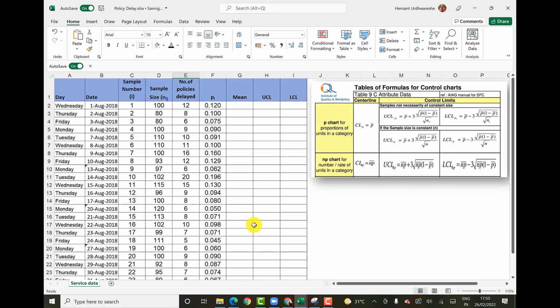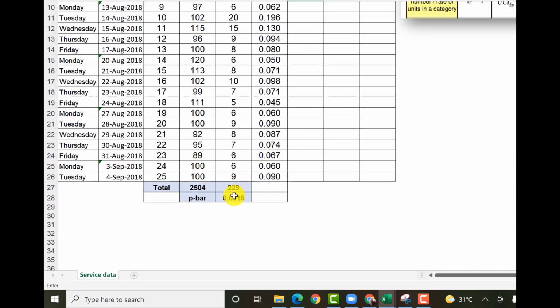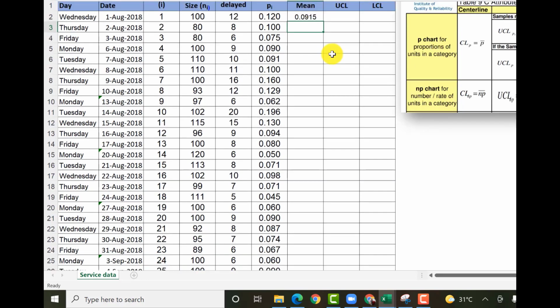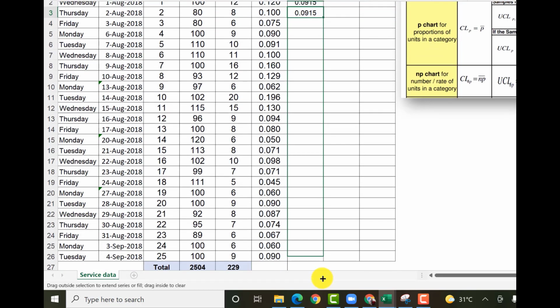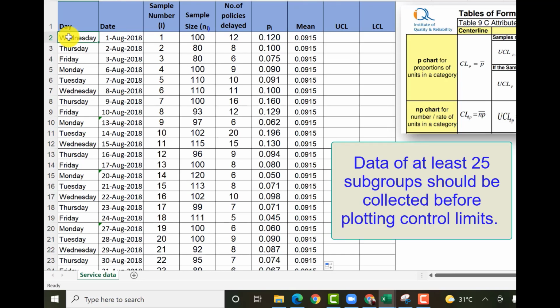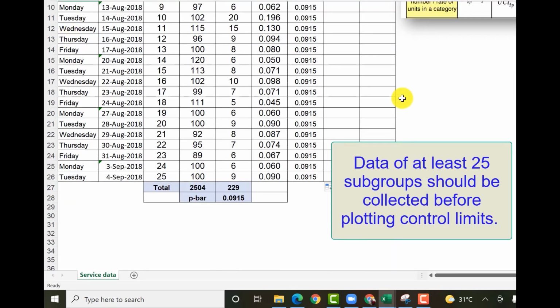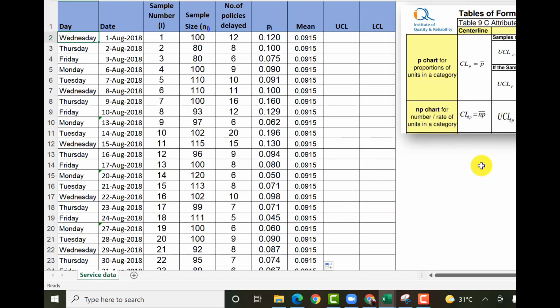Now we can enter this value in the column mean for plotting purposes. So we'll just say here equal to the previous row, and then just copy that so that in all the rows we have the data of average number of policies delayed. And observe that this data is collected for 25 days. Generally, it is recommended in statistical process control charts that we must have at least 25 subgroups to plot the trial control limits. So this is the data of 25 days.